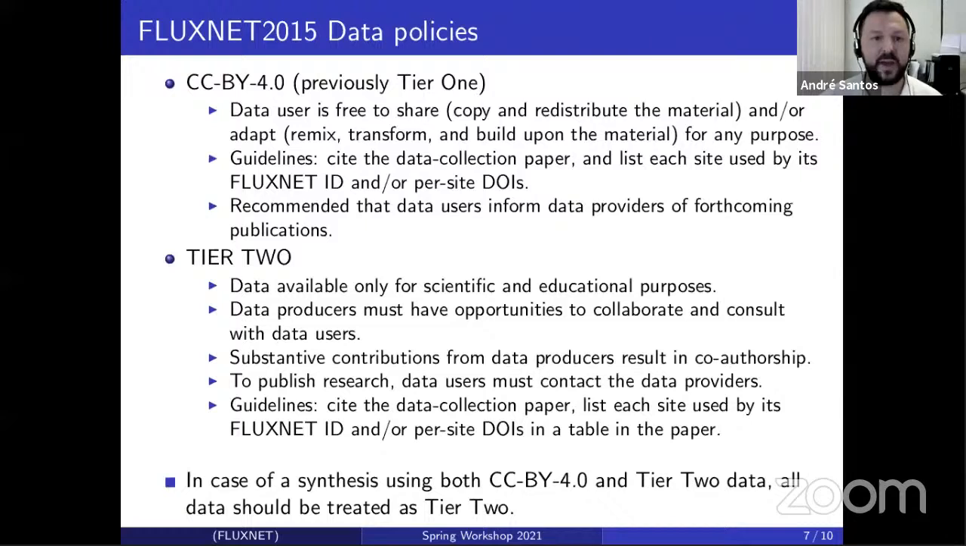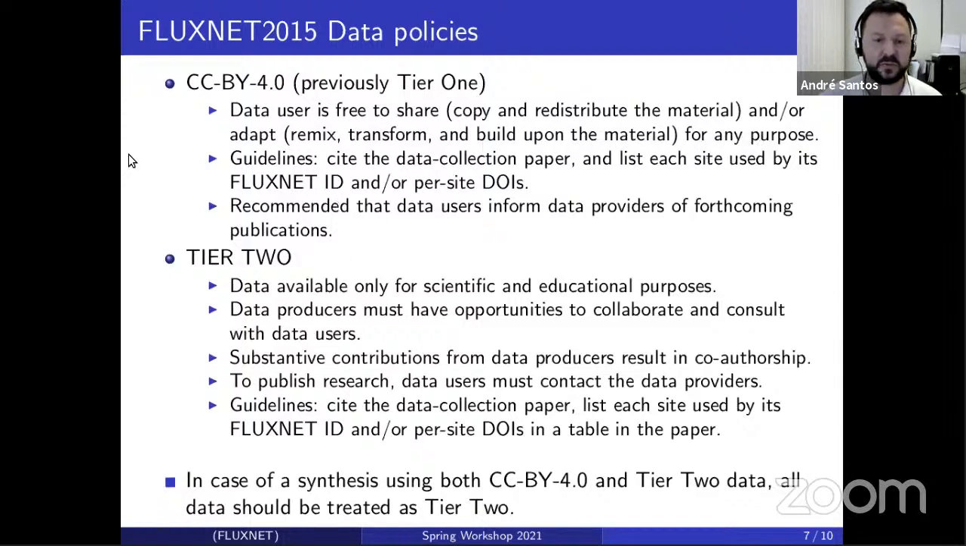Under the data policies, we have two kinds of data policies in the FLUXNET 2015 dataset. The CC BY 4.0, previously Tier 1 type: the data user is free to share, copy, and redistribute the material, and/or adapt, remix, transform, and build upon the material for any purpose. All this information is on the site.